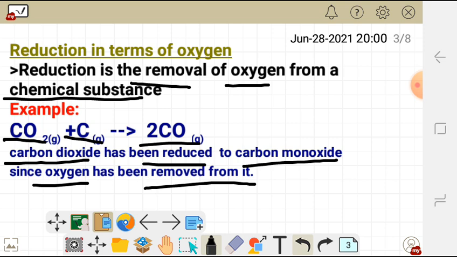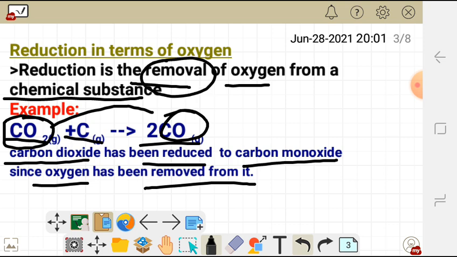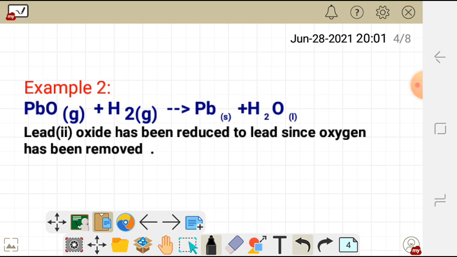We are saying so because here it was carbon dioxide with two oxygen atoms, but this side we only have one oxygen atom. So oxygen has been removed from a chemical substance, which is carbon dioxide, and we say it has been reduced. Okay, let's have a second example.